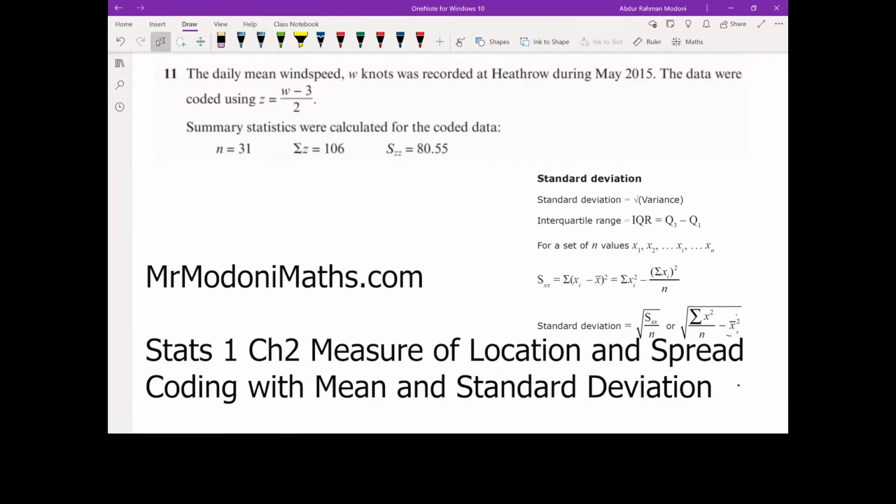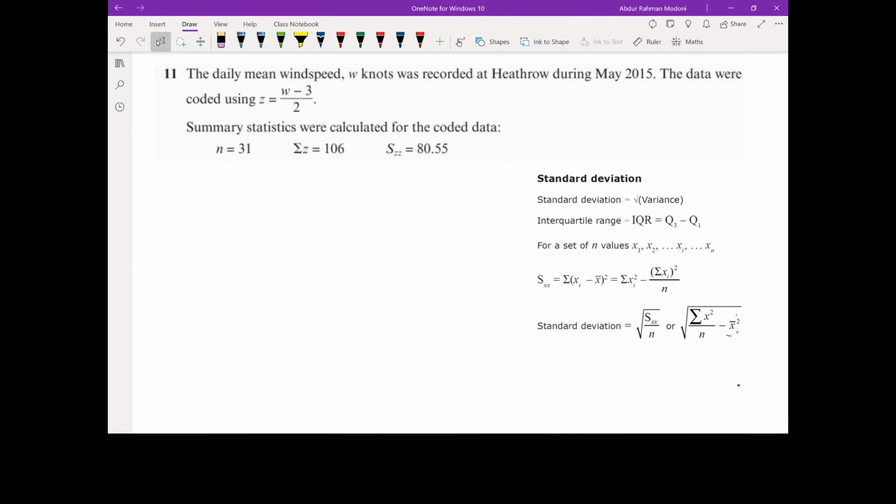So here the daily mean wind speed, W in knots, was recorded at Heathrow during May 2015. And the data were coded using Z is equal to (W minus 3)/2. So whatever W was in wind speed in knots, that appears here.